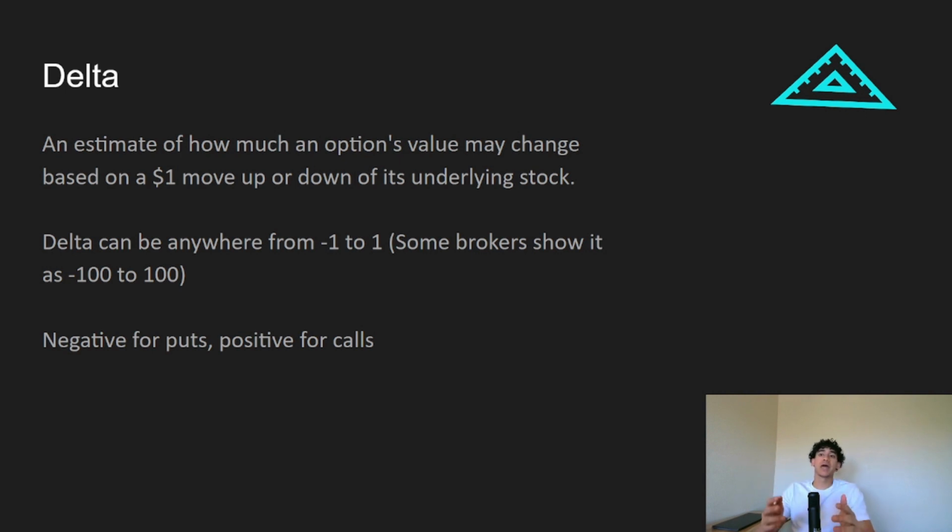Delta is a metric to estimate how much an option contract moves with a move in the underlying stock. It's an estimate of how much the option value may change for every $1 move up or $1 move down in the underlying stock. It is represented from -1 to 1, so -1 for put options and 1 for call options are the 2 maximums. For a contract, it could also be -100 to 100 depending on how brokers show it.